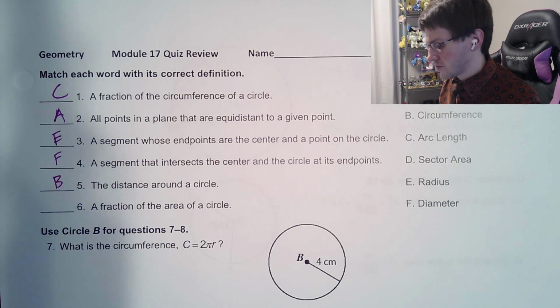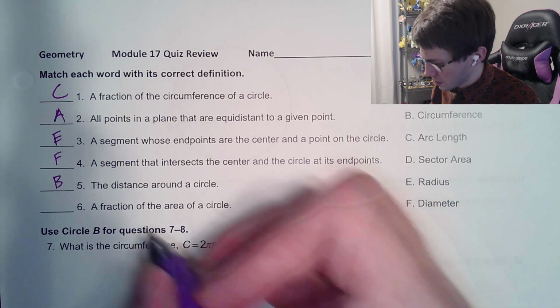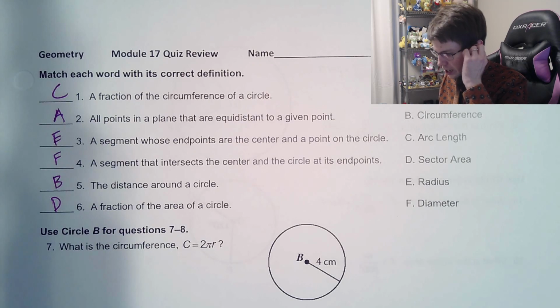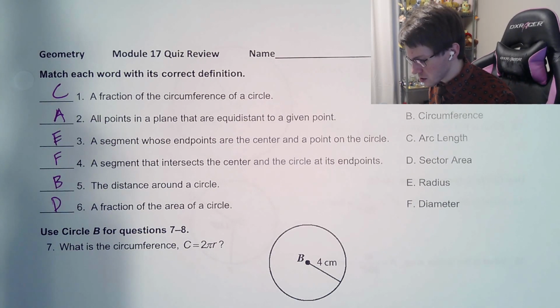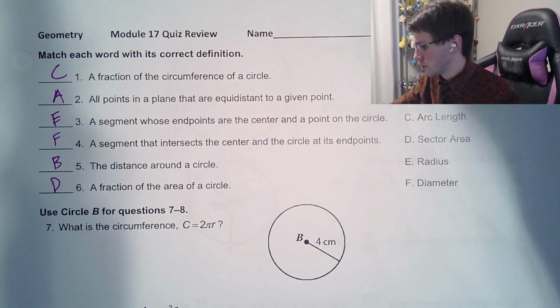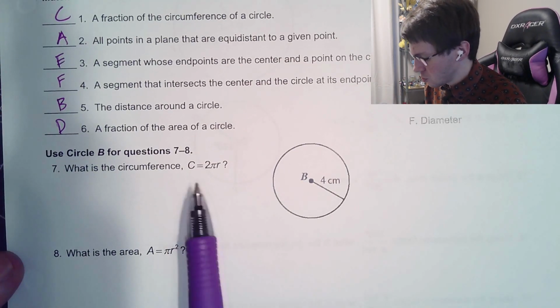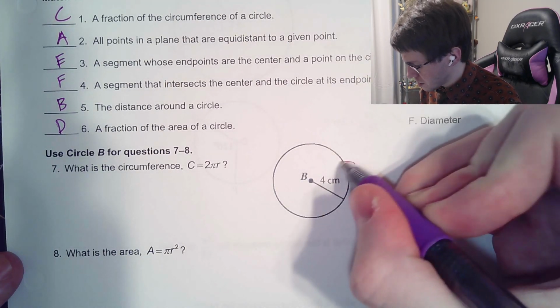And the last one, a fraction of the area of a circle, that's sector area. Boom. All the rest of these, they give you the formula in the question. I don't think these can even get easier than they already are. Let's just do them. So circumference here, 2 pi r. There's our radius.